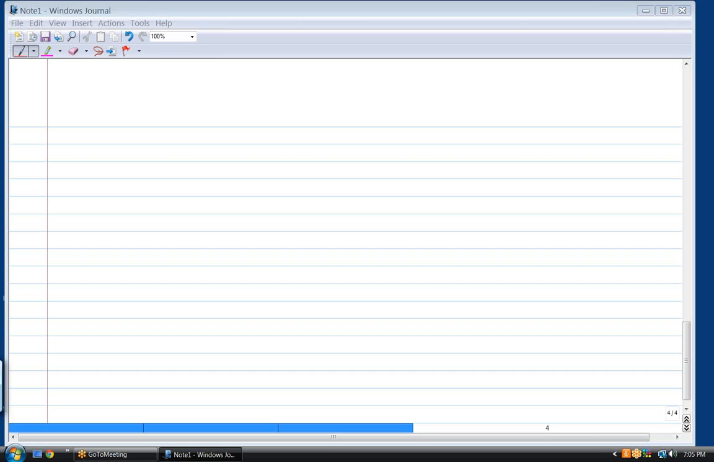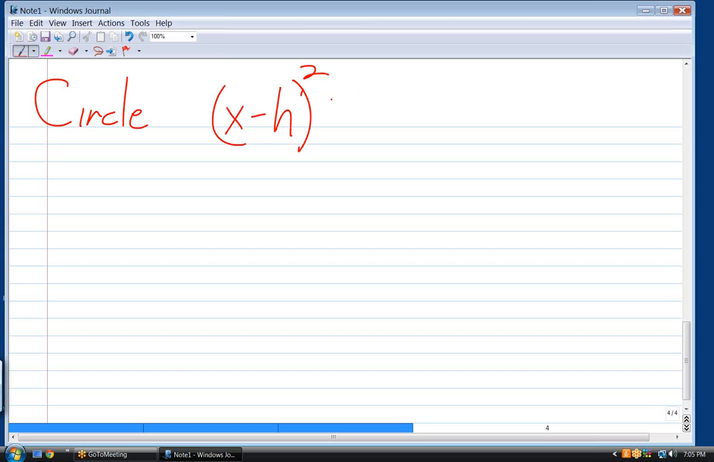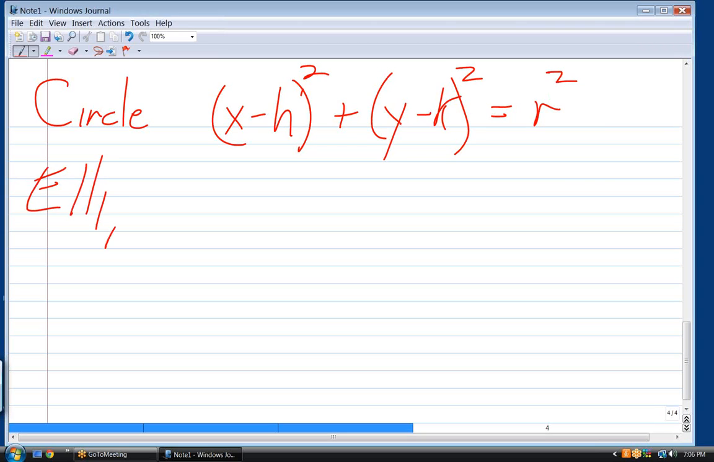What's the general formula of a circle? Isn't it x minus h plus y minus k, and they're both squared? What goes on the other side? R squared, the radius squared. No, when you get to ellipses and hyperbolas, it's 1. Let's talk about an ellipse.